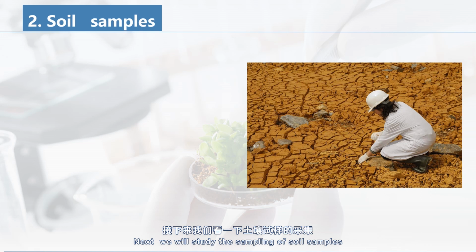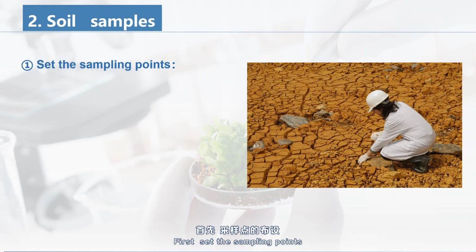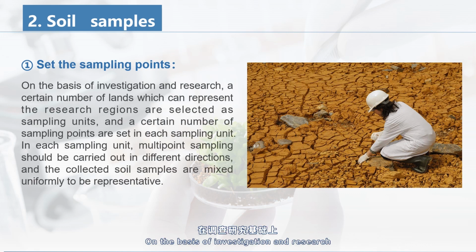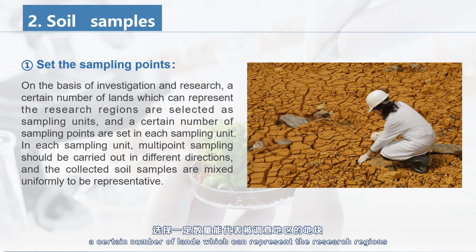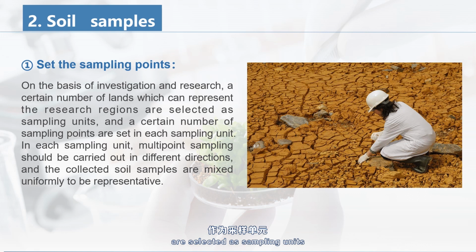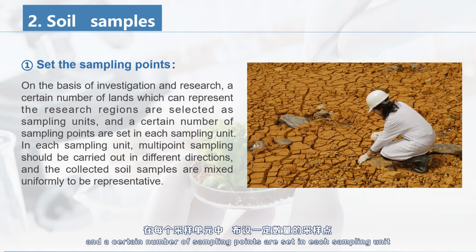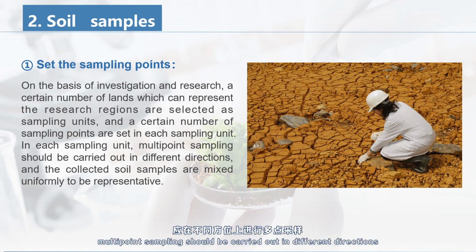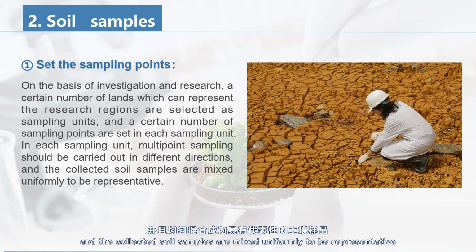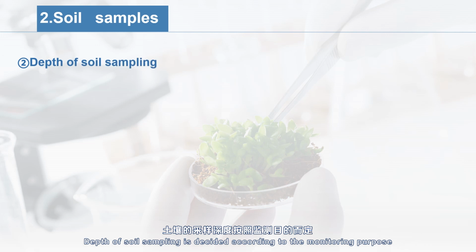Next, we will study the sampling of soil samples. First, set the sampling points. On the basis of investigation and research, a certain number of lands which can represent the research regions are selected as sampling units, and a certain number of sampling points are set in each sampling unit. In each sampling unit, multi-point sampling should be carried out in different directions, and the collected soil samples are mixed uniformly to be representative. Depth of soil sampling is decided according to the sampling purpose.